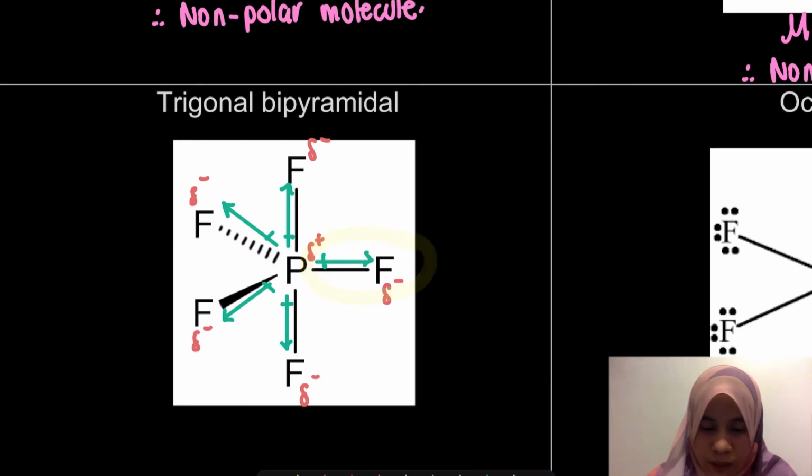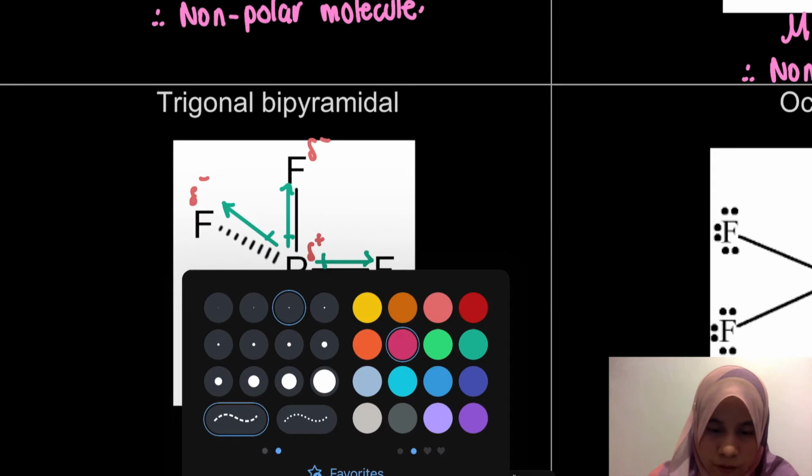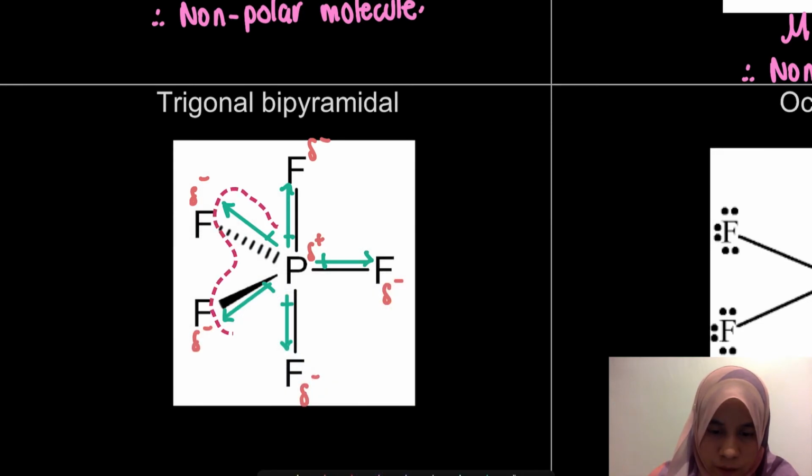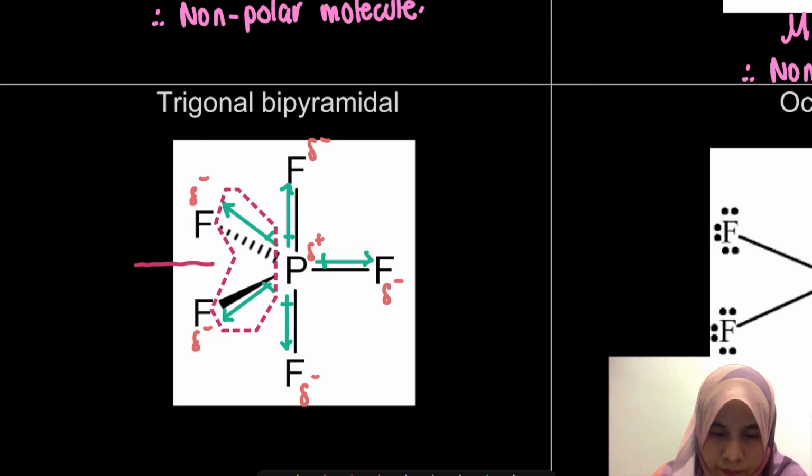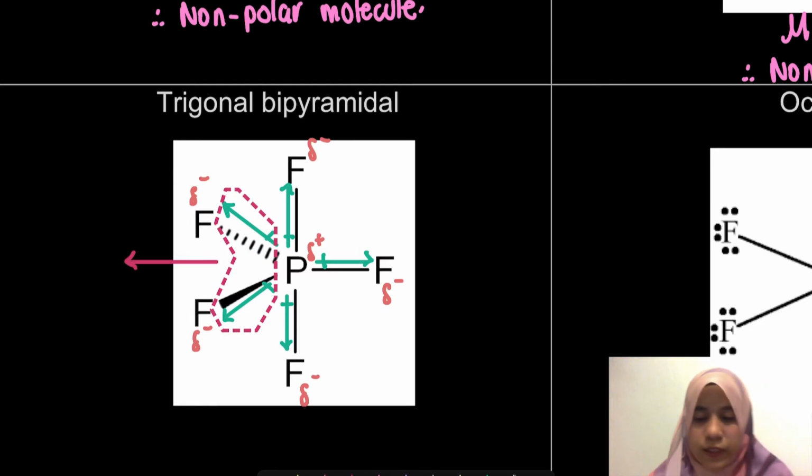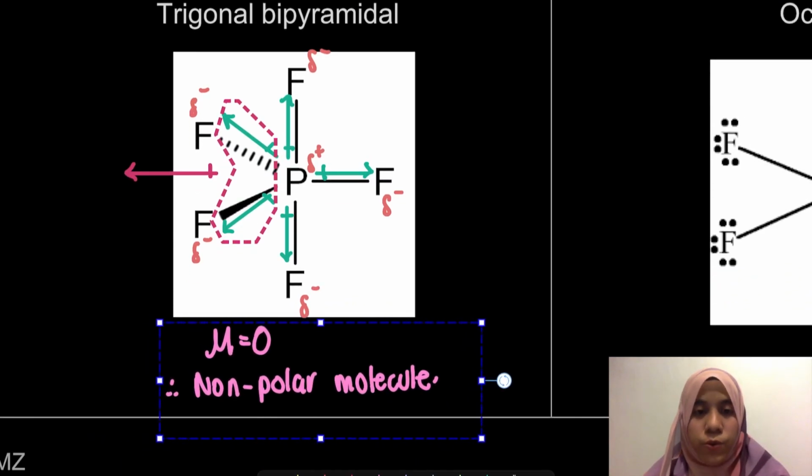Another of the fluorine, resultant of this dipole moment, it will be towards this one. Right? Okay, so the resultant is to here. So as you can see, the top and bottom will be cancelled out. Left and right will also be cancelled out. So the same for trigonal bipyramidal, it is actually a non-polar molecule, where it will be cancelled out. So we have to write mu is equal to 0, then it will be a non-polar molecule.